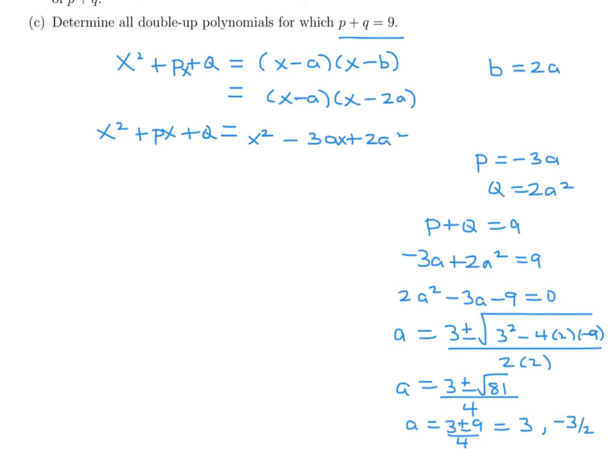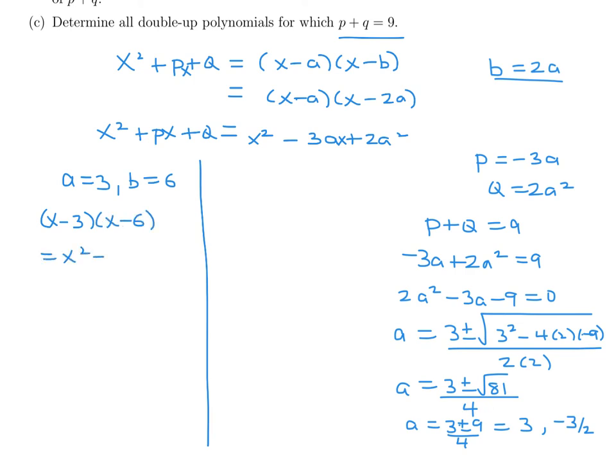So I guess if the root is a equals 3, then that means b is equal to 6, right? Because b is equal to 2a. So that polynomial basically would be x minus 3 times x minus 6. And that's going to be x squared minus 9x plus 18.